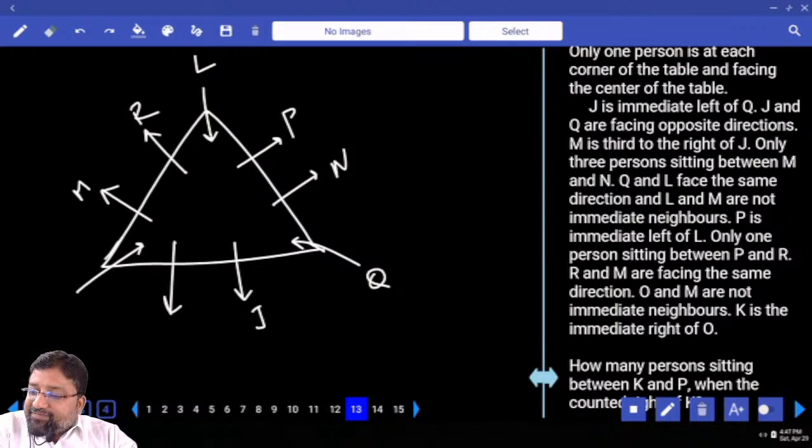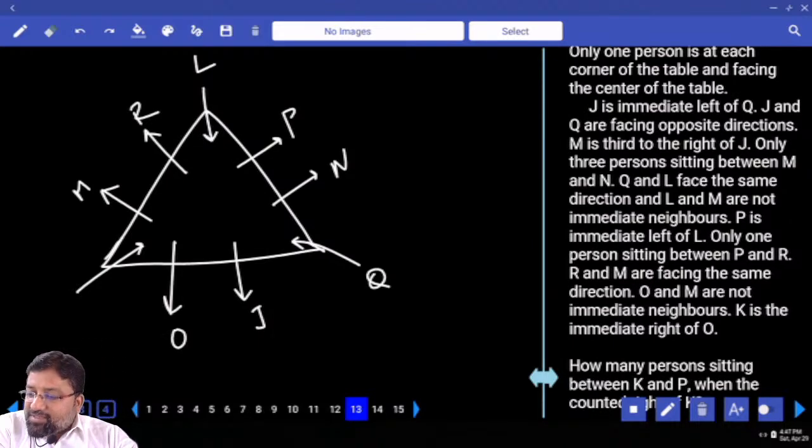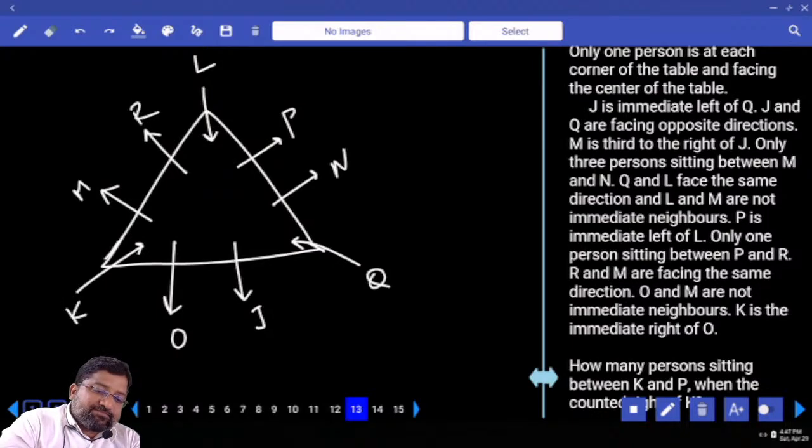R and M are facing the same direction. Yes, R and M are facing the same directions. O and M are not immediate neighbors. This is O. K is to the immediate right of O. If we had not got the answer, then we would have switched the possibilities for Q and J and then we would have got the answer. Understood? But first you should take some possibility and make an attempt.